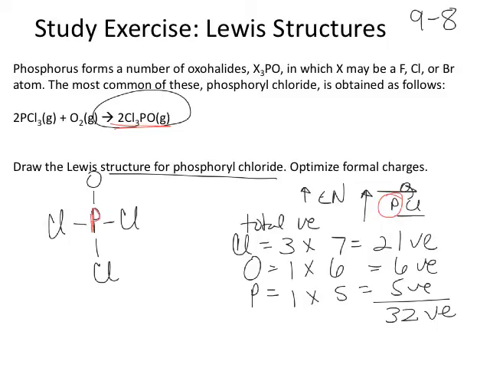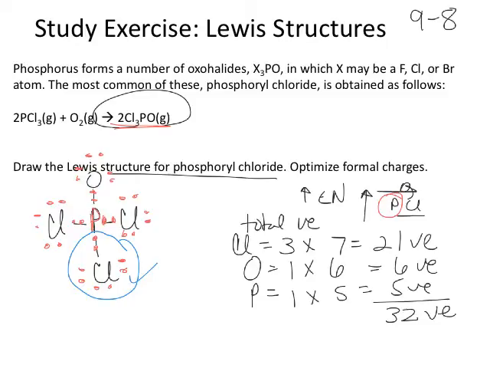So let's go ahead and add those in. 1, 2, 3, 4, 5, 6, 7, 8. Now we're going to fill up everything on the outside. 9, 10, 11, 12, 13, 14, 15, 16, 17, 18, 19, 20, 21, 22, 23, 24, 25, 26, 27, 28, 29, 30, 31, 32. And we're going to check to make sure each element has a complete octet, and you will see that they all do.